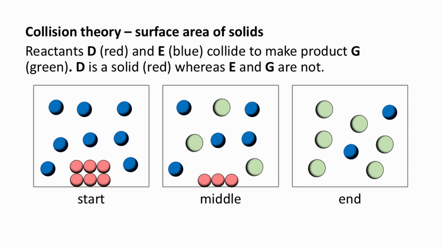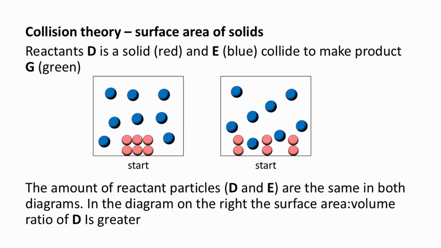Reactants D and E collide to make product G. D is a solid, whereas E and G are not. At the beginning of the reaction, only reactants D and E are present. D is used up as the reaction proceeds, and at the end of the reaction, none of reactant D is present. The diagram on the left shows reactant D as one solid piece, whereas the diagram on the right shows the same amount of reactant D in 3 smaller solid pieces.